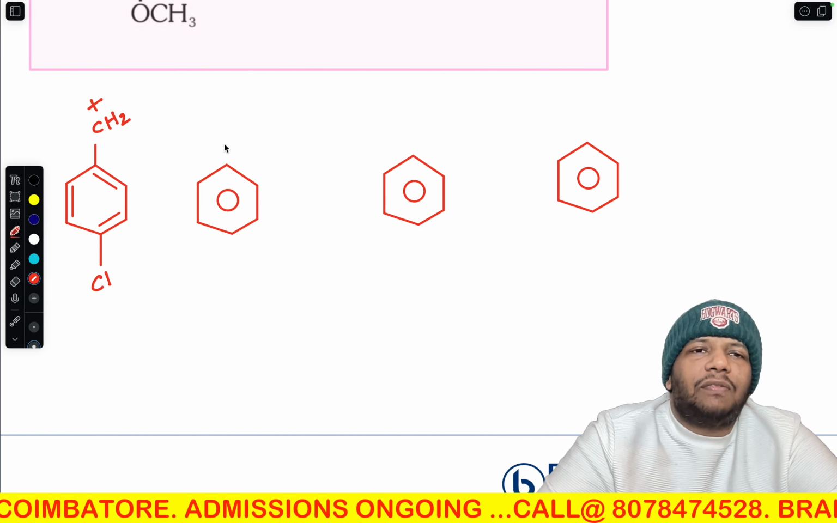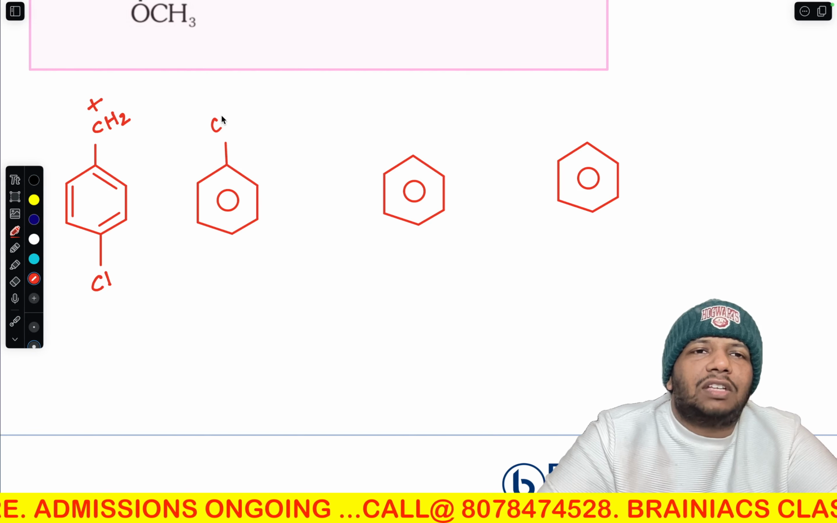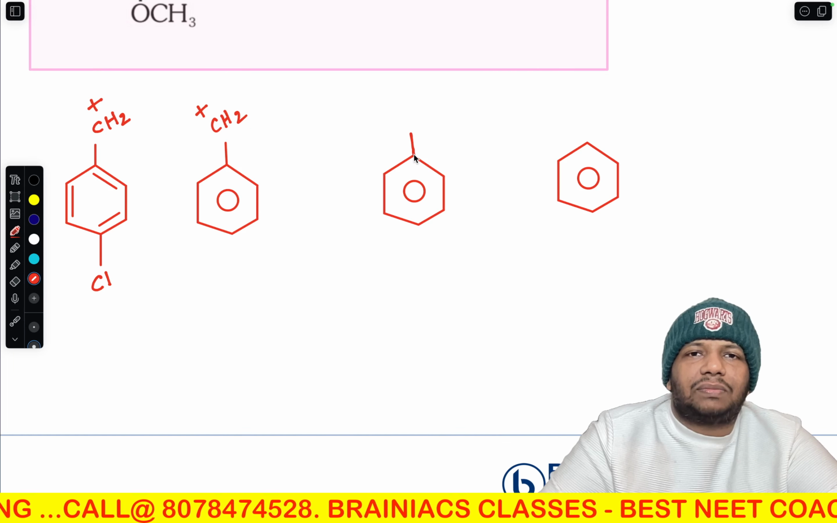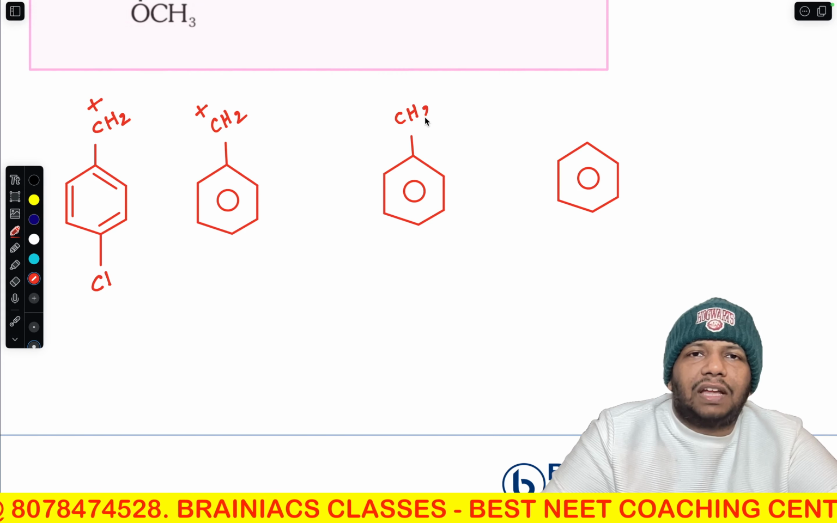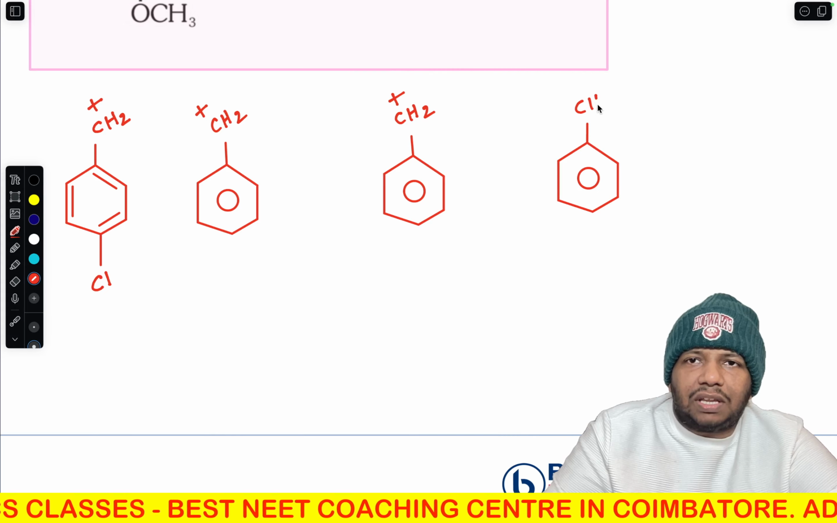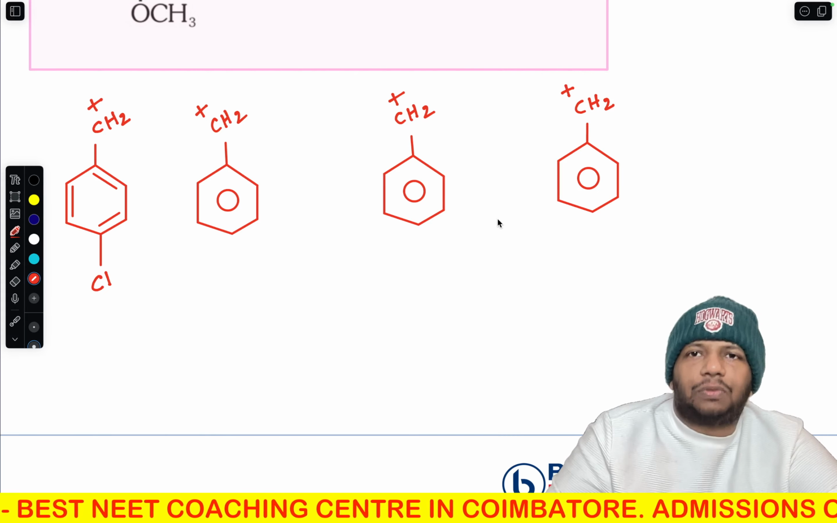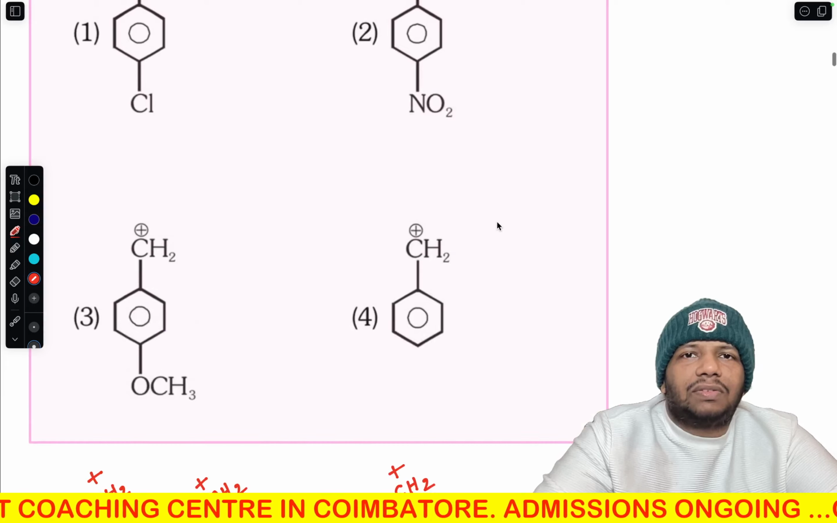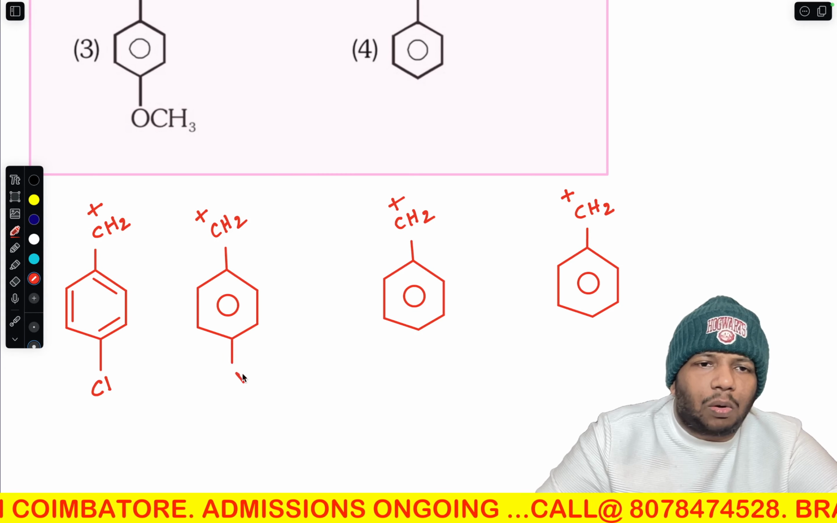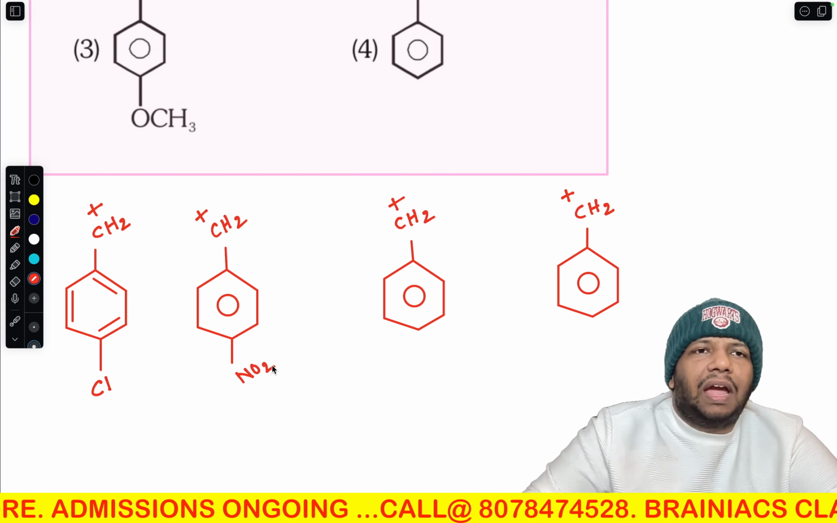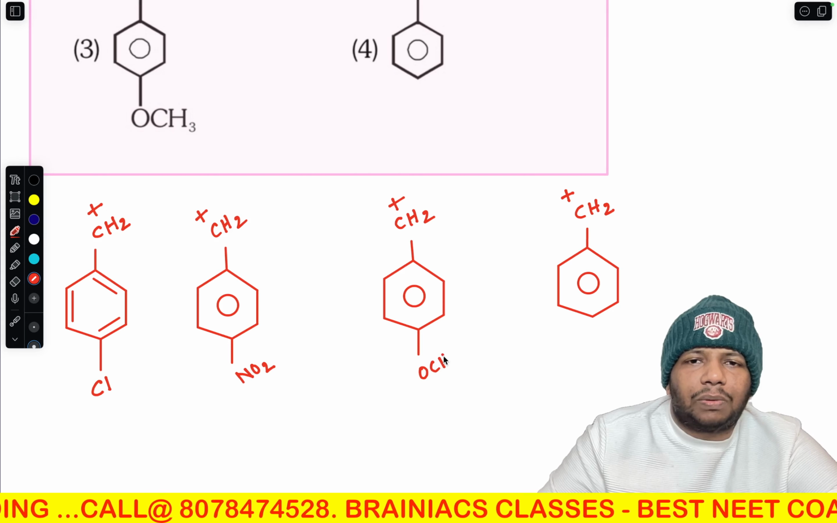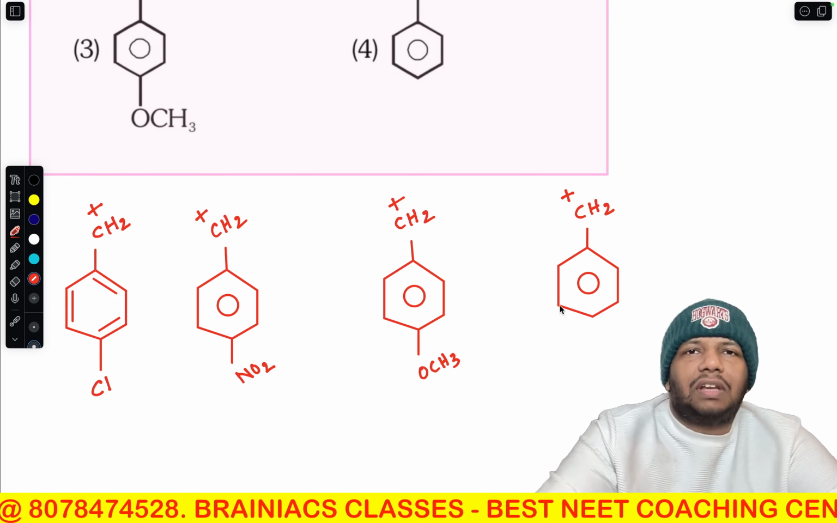But this is common for everything, because in everything CH2 plus is present like this. So everyone is fundamentally stabilized by resonance. Then how are they differing? That is the most important question. They are differing in the group attached at the para position. In the second one, a nitro group is connected here. In the third one, a methoxy group is connected here. And in the last one, nothing is present.